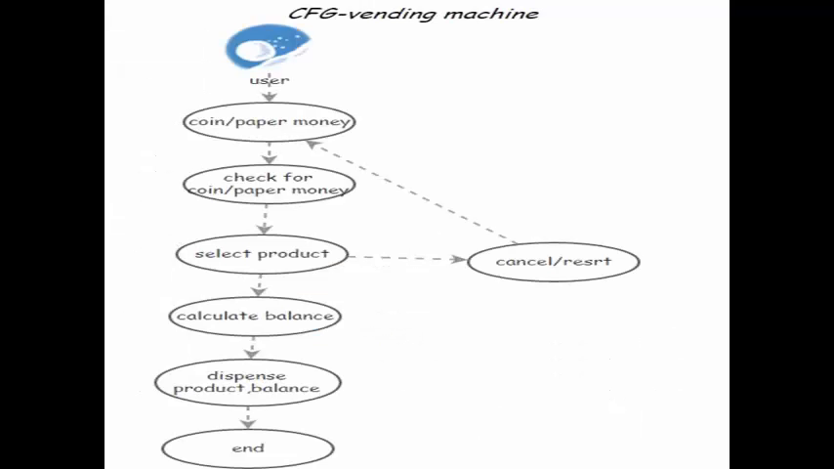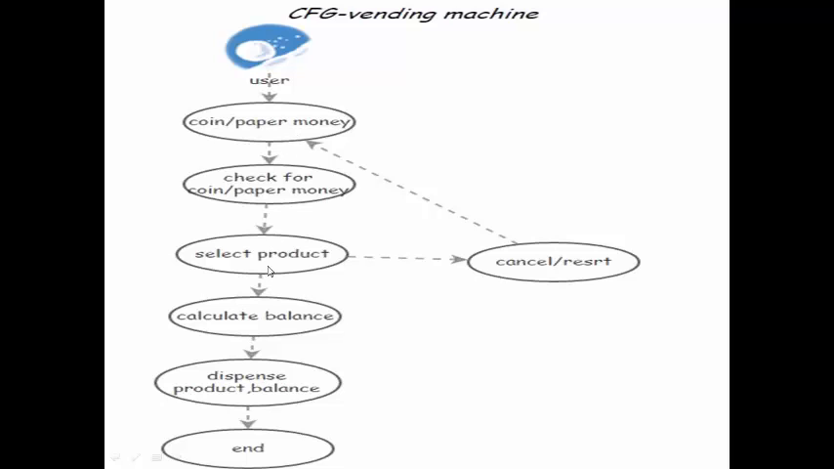Suppose we are considering the control flow graph of a vending machine. The user will place a coin or paper money, depending upon the machine, and the machine checks the money which you are going to insert into the box. Then select which product you want. If you are not willing to continue, then the cancel or reset button will be there, and we can reset and go back to inserting the coin again.